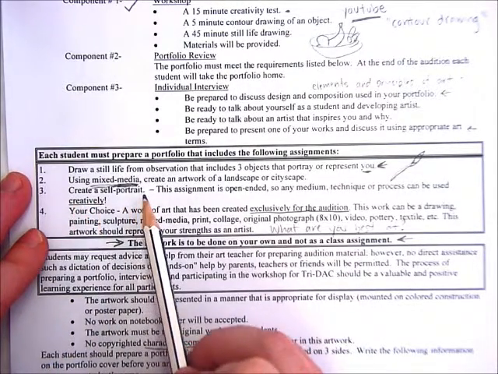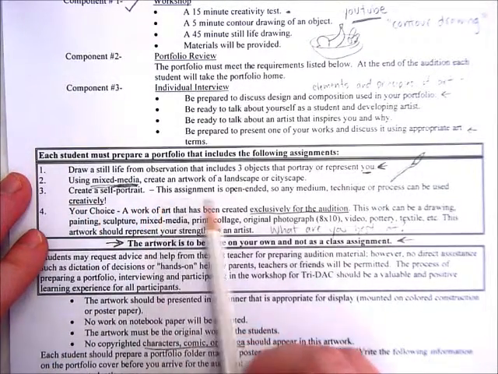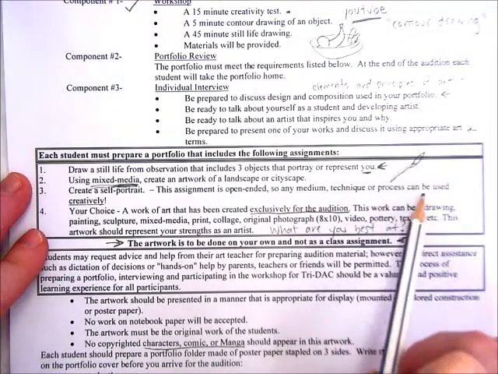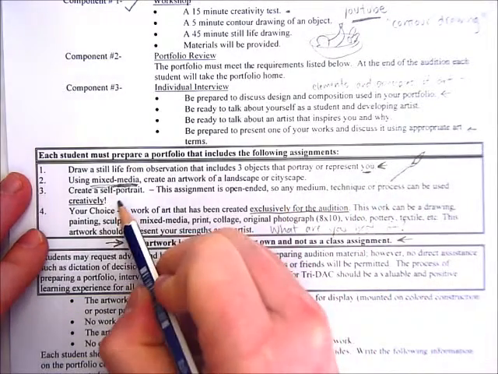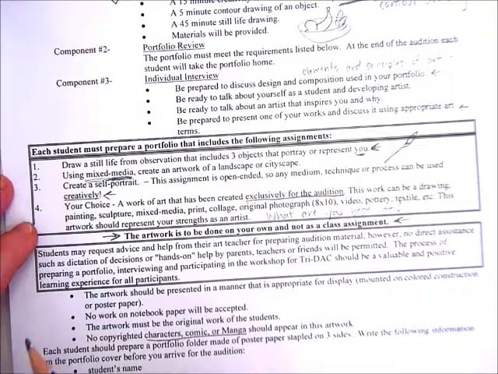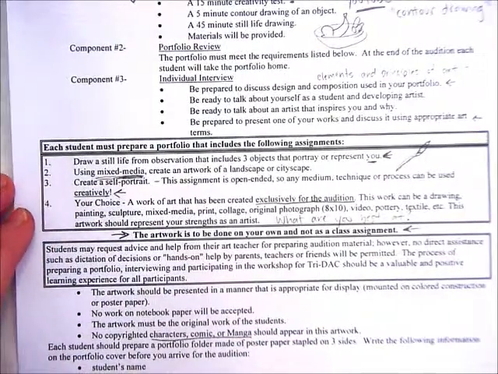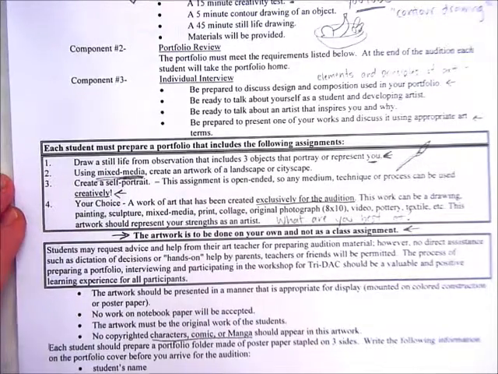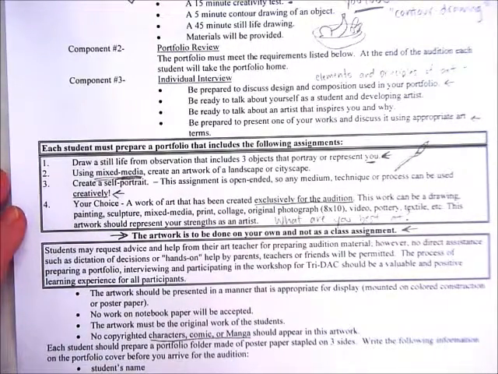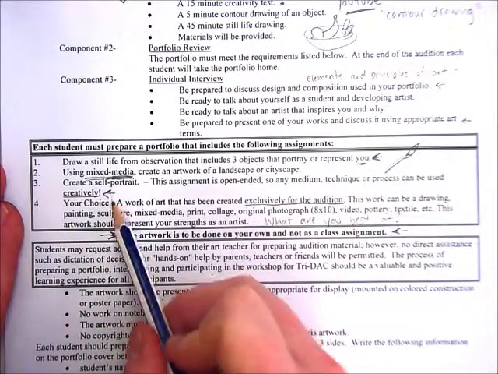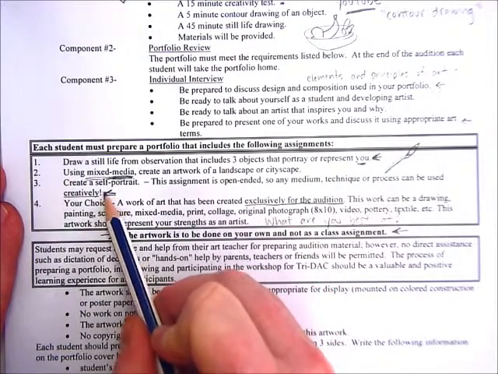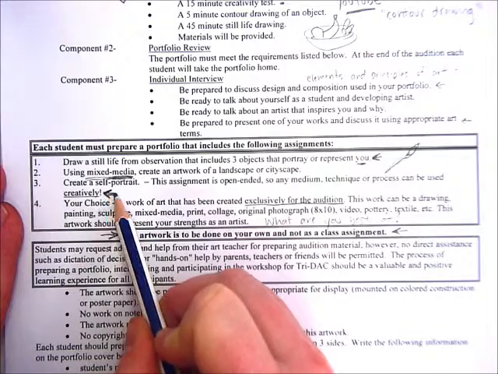Create a self-portrait. You guys know all about this. It says it's open-ended. Any medium, technique, or process can be used creatively. All right? So we just finished a Chuck Close inspired portrait painting or drawing. So you know what a self-portrait is, and you know one technique to use. You could think about doing a similar technique and changing it. It says creatively, so that was more of a direct technique.